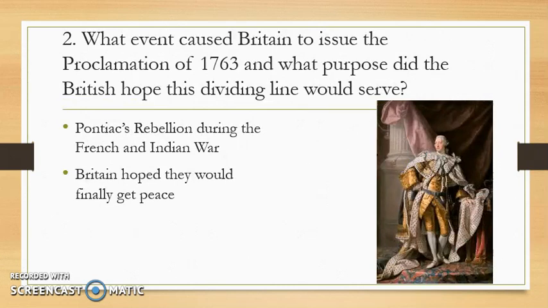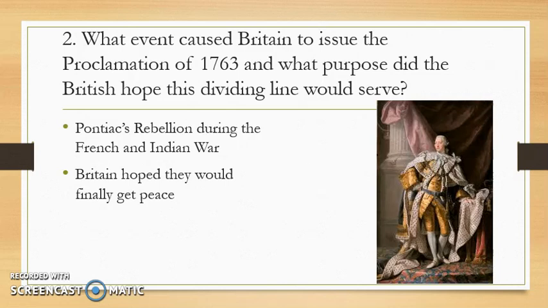Question 2 is, what event caused Britain to issue that proclamation of 1763, and what purpose did the British hope this dividing line would serve? So I kind of just went over it, but it's during the French and Indian War. An American Indian, Pontiac, is going to actually do a rebellion, and we talked about him and his rebellion in Era 2. So Pontiac is going to lead American Indians in the Ohio area against the British settlers. And so when Britain is finally able to put all this stuff down, and remember, the American Indians side with the French, and part of that is due to the treatment of the French, how they treat the American Indians. So when the French and Indian War is going on, the French and the American Indians are allies.